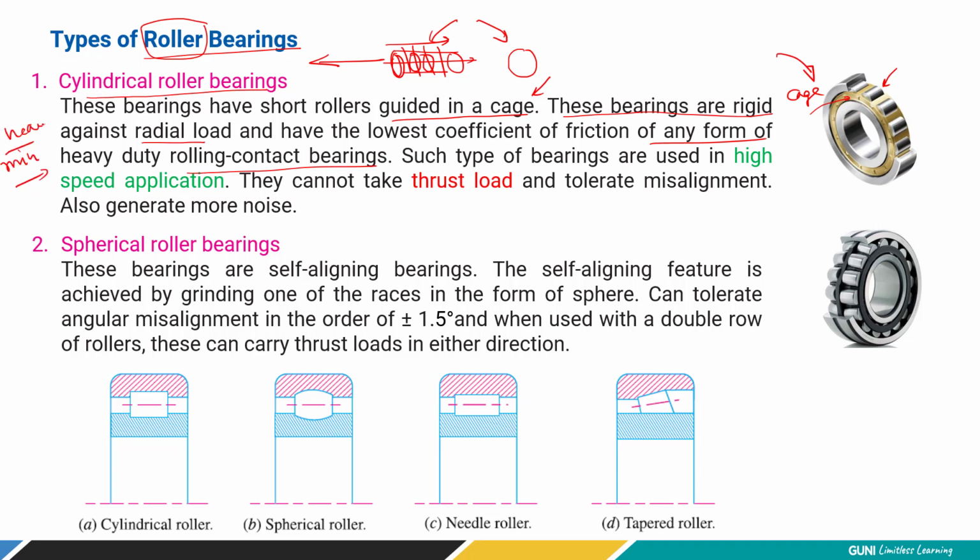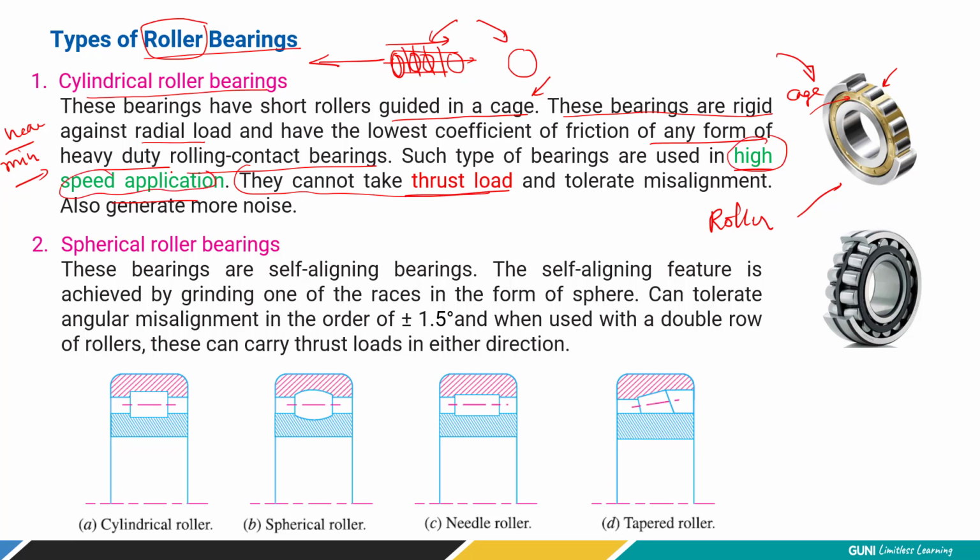So you'll find that all the heavy automobile trucks, the load carrying transport vehicles, are using this kind of roller contact bearing, because they provide a minimum coefficient of friction and are also able to take the heavy load. Such types of bearings are used in high speed applications. They cannot take the thrust load. This is the disadvantage. But what is the advantage? They can be used for high speed applications.